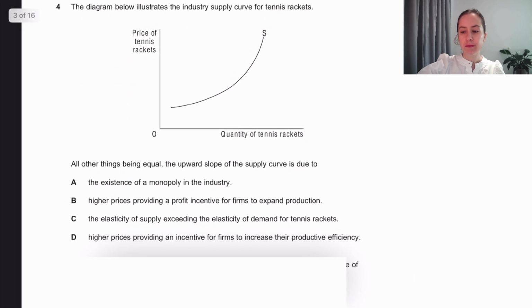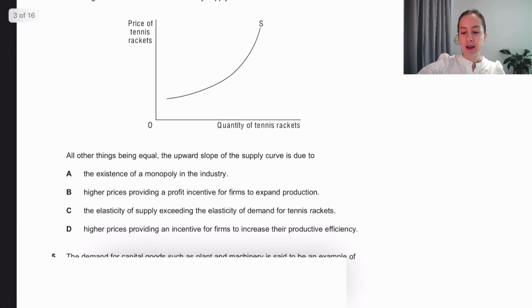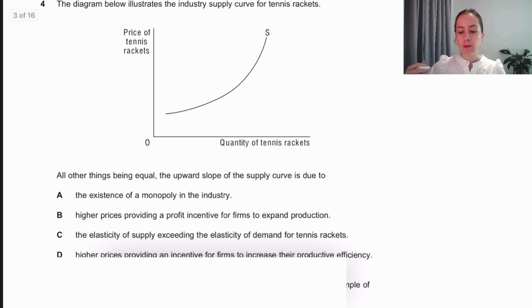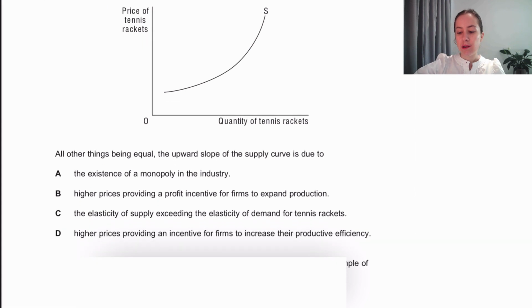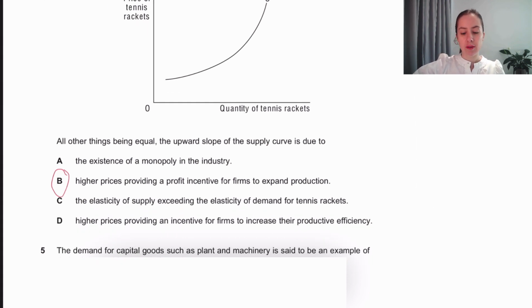We have a supply curve for tennis rackets, and the upward slope is usually because of the profit motive and also being able to cover marginal costs. So here we go, we have that profit incentive because of the higher prices.